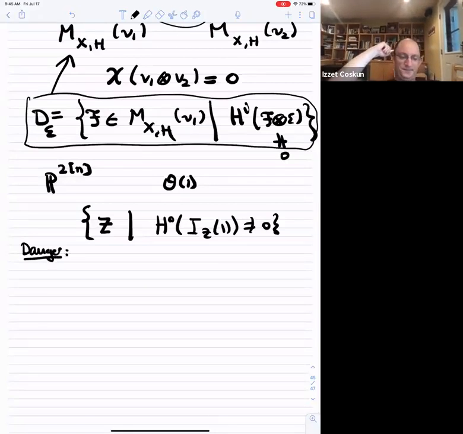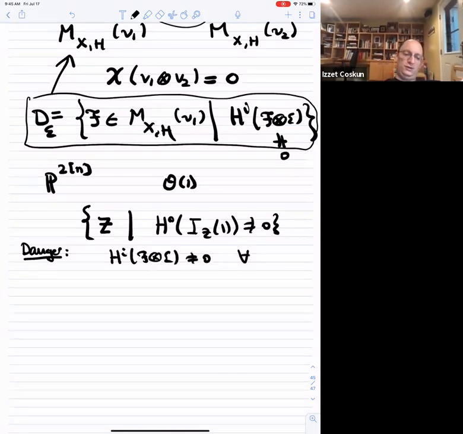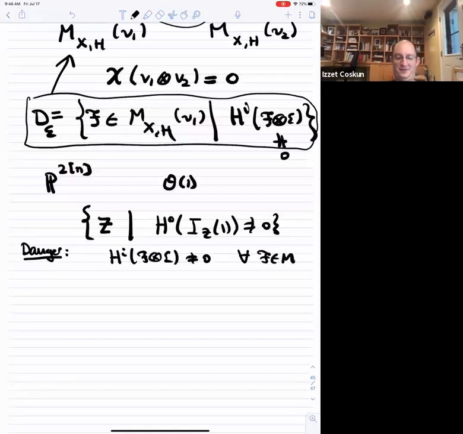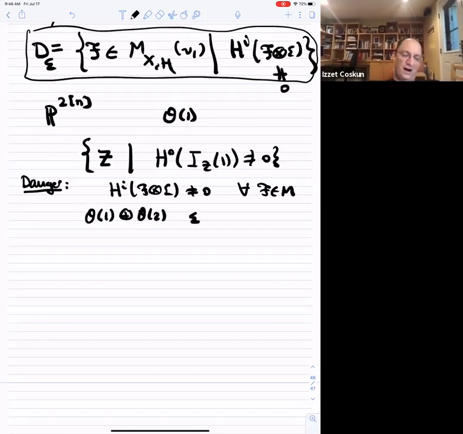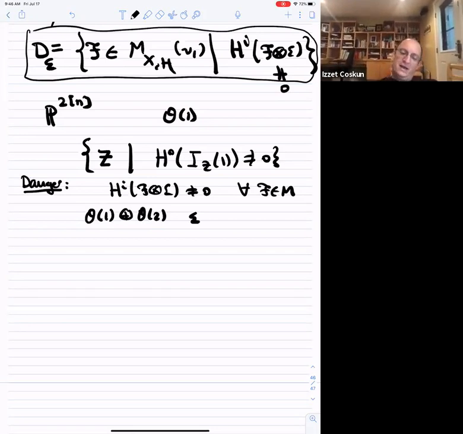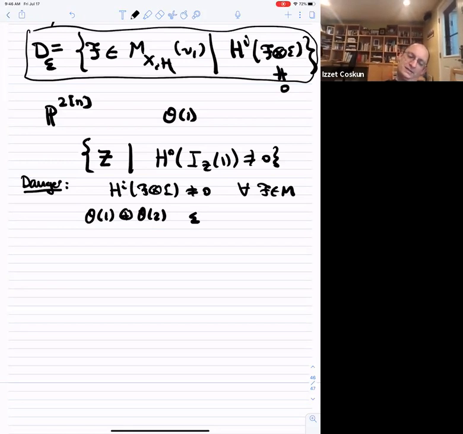The danger is that it could be that H^i of F ⊗ E is not equal to 0 for all F in the moduli space. And this can really happen. I already gave you an example of that as well. So if I take O(1) plus O(2) to be my E, for instance, and then I don't know how many points you want to put, but say you want to have 4 points.